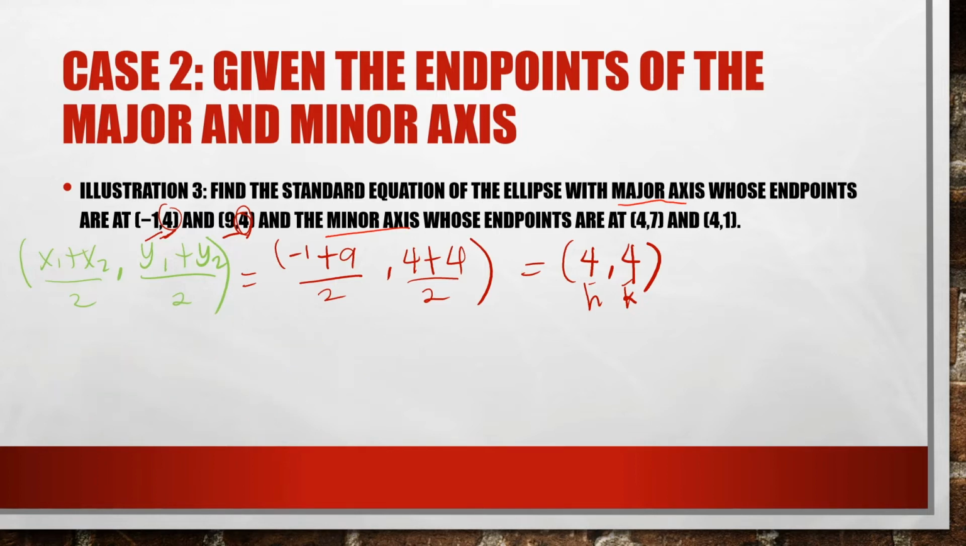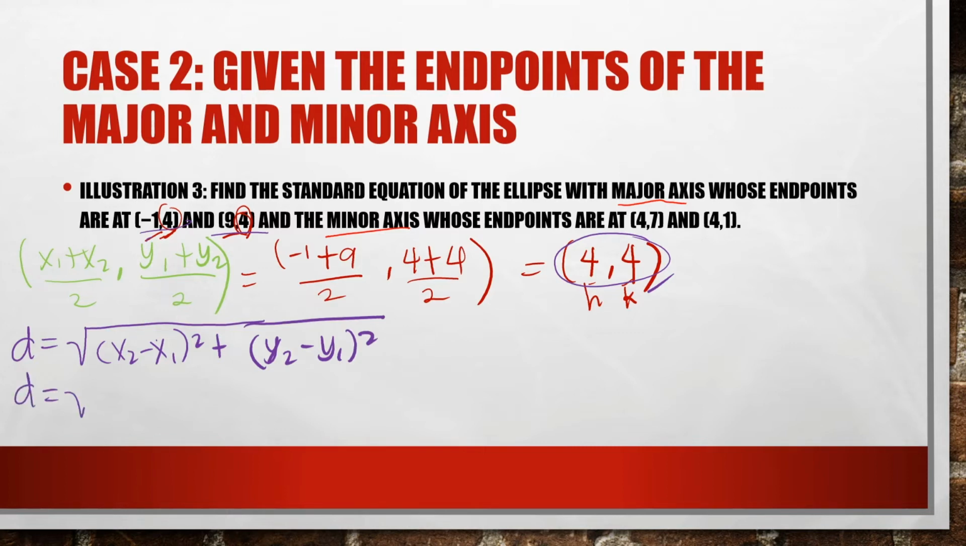So, next naman is hahanapin natin yung length ng semi-major axis or yung a using the distance formula. So, gagamitin natin yung points nung center, and then, yung one of the endpoints nung major axis. So, kahit na anong gamitin natin sa dalawa, same lang naman yan dahil symmetrical naman yung major axis. So, in distance formula, square root of x sub 2 minus x sub 1 squared plus y sub 2 minus y sub 1 squared.